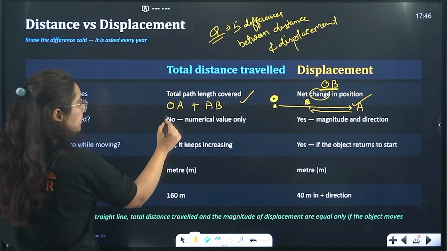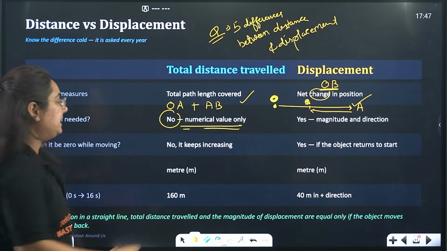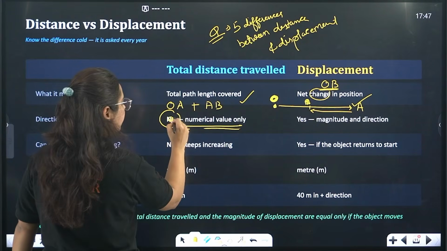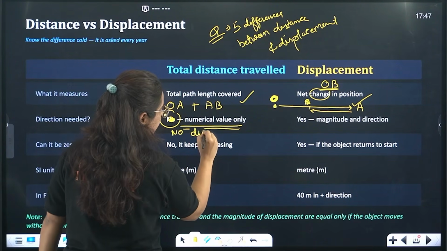Now, in distance, there is only numerical value, no direction is there, right?